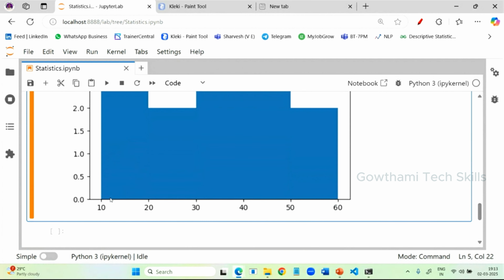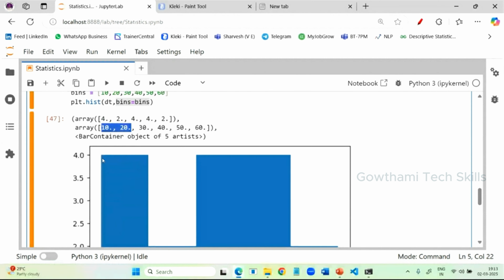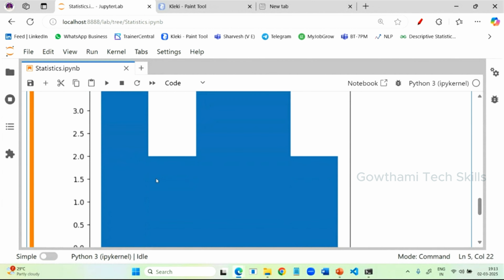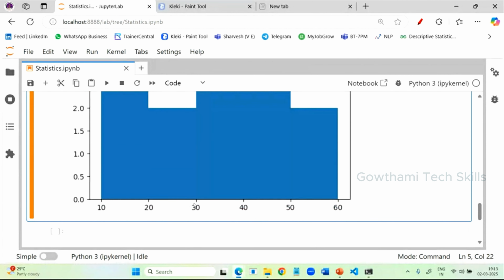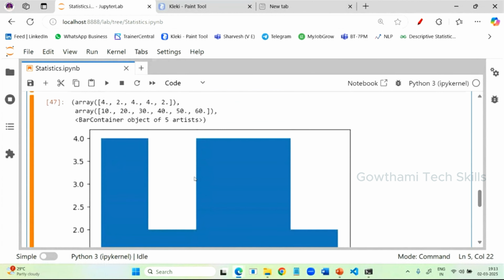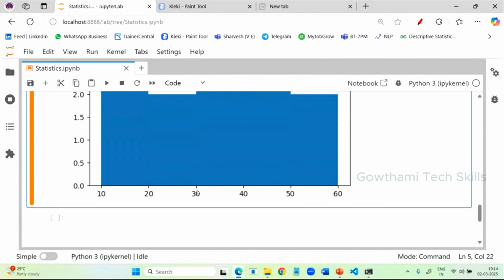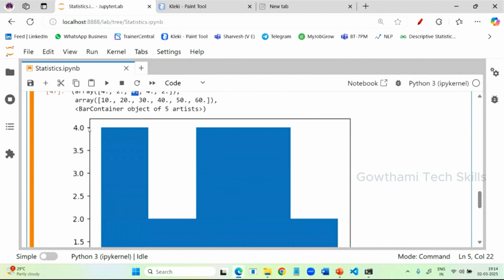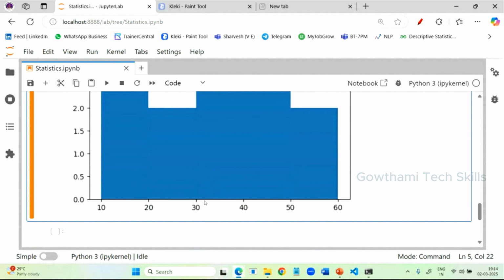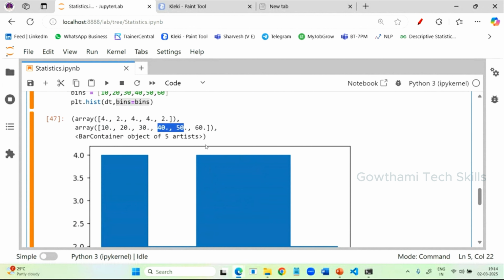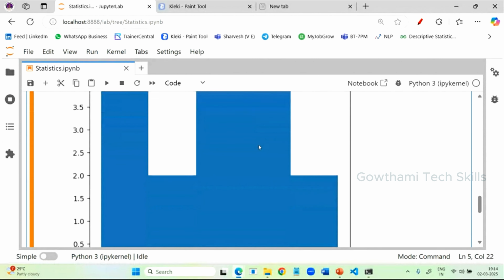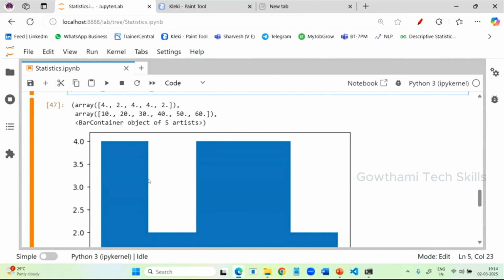See, in the 10 to 20 range there are 4 items. In the 20 to 30 range there are 2. Then 30 to 40 has 4, so see here 30 to 40 gives 4. Again 40 to 50, 4. So you got it here. Then 50 to 62. This is a very simple method.